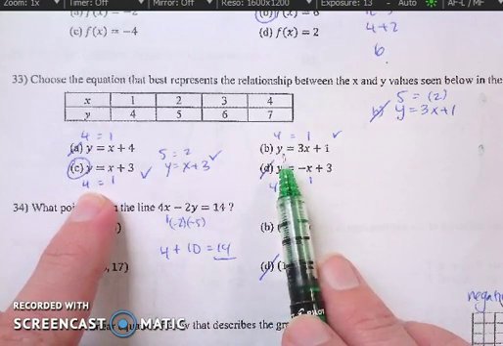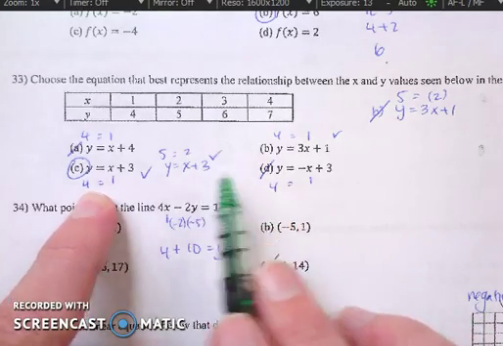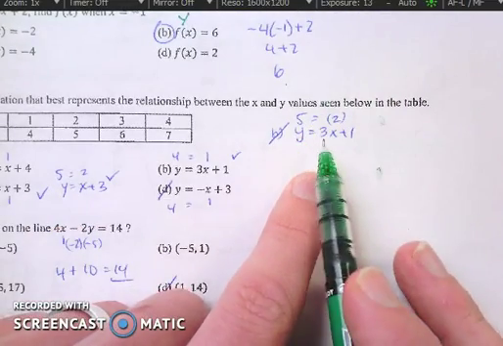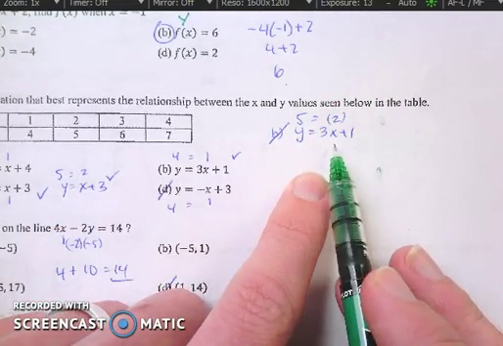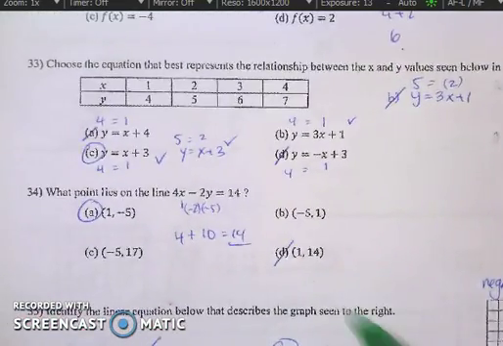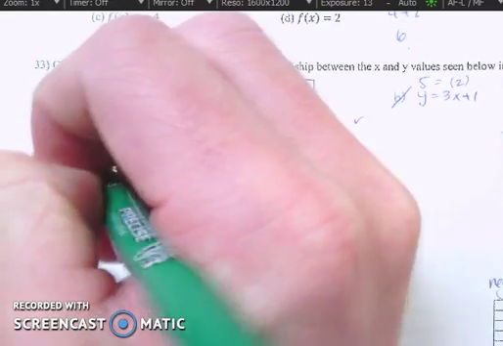Well, I know there's only one answer, so I had to go to the next one, 2 and 5. I plugged in 2 plus 3, gave me 5. That made me feel good. Over here, 3 times 2 is 6, plus 1 is 7, did not equal 5. That's how I knew C was the right answer.